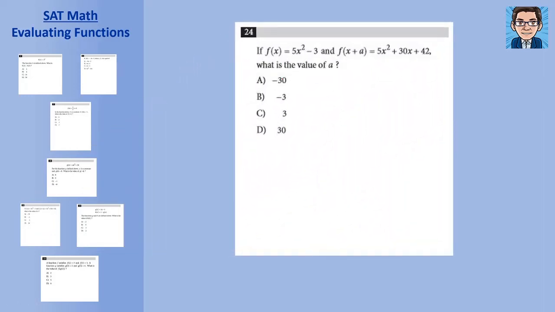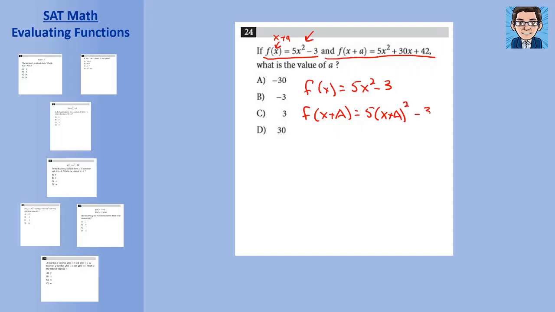Okay, so we've got a function here, f of x, and then we have f of x plus a equals this. So we've got to figure out what that value of a is. So what we can do is we can take x plus a and put it into this function. So f of x from the first function is 5x squared minus 3. So f of x plus a from this function is going to get us 5 times x plus a squared minus 3.